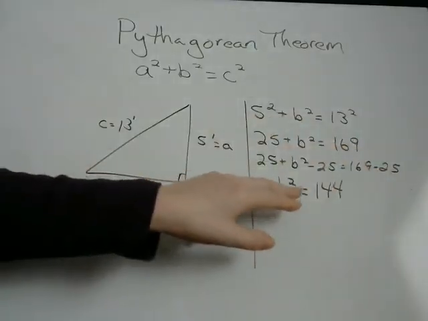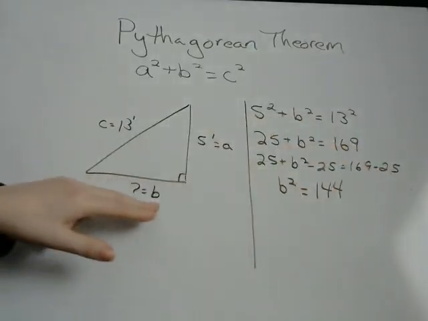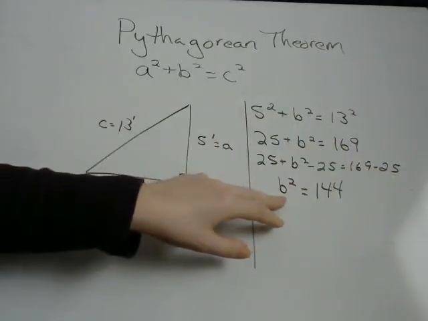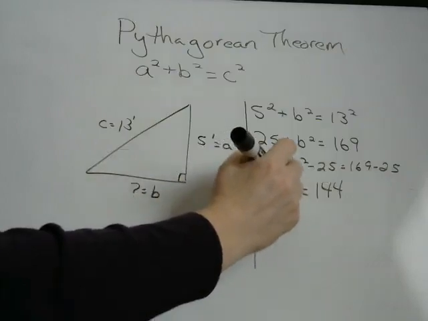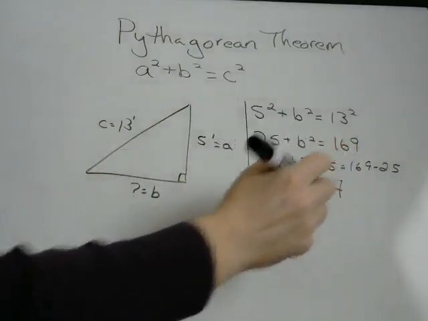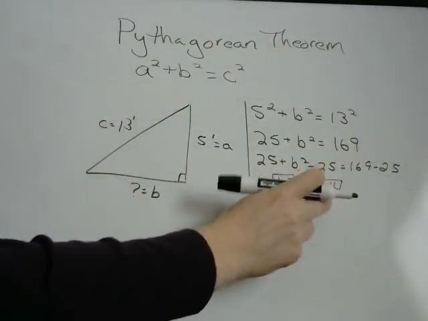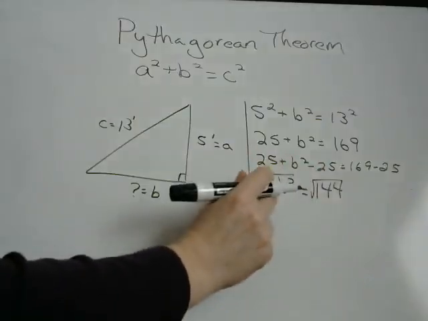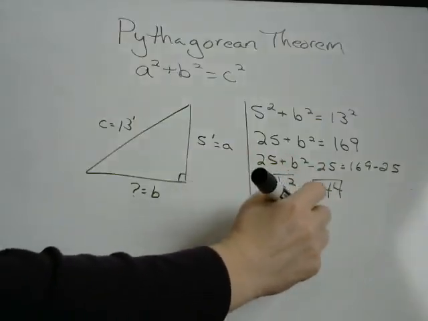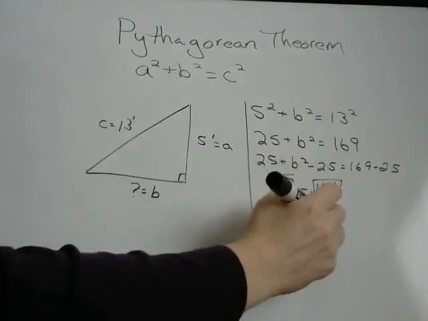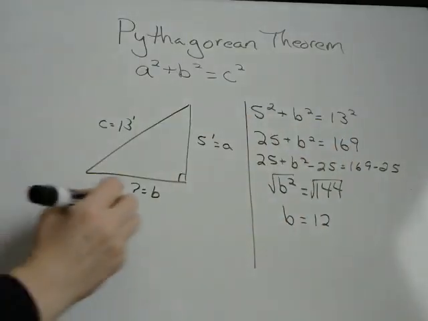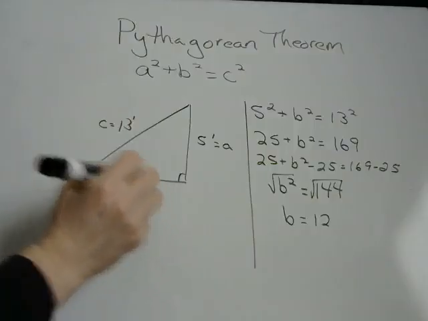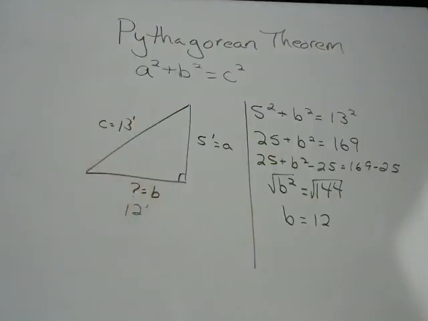But we don't want B squared, we want B. So how do we get B there? Remember, if there's a square, you take the square root of each side. Because you take the square root on one side, you have to take the square root on the other side. Square root of B squared is B. Square root of 144, plug that in your calculator, is 12. So the length of this side is 12 feet.